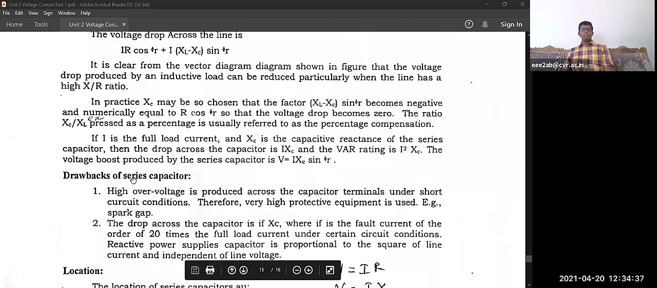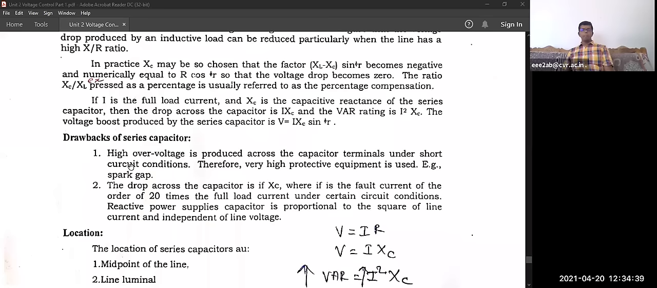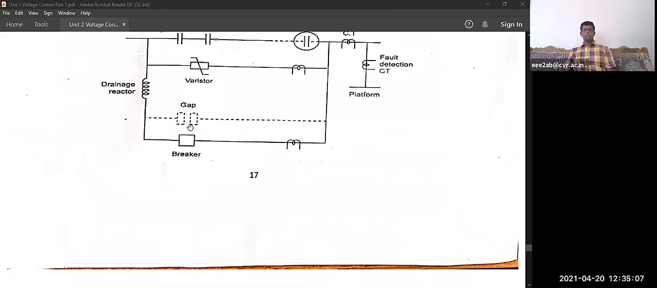So what are the drawbacks of the series capacitor? High overvoltage is produced across the capacitor terminals under the short circuit condition. Sometimes short circuit conditions happen due to a fault. At that time, high voltage is produced across the capacitor terminals. Therefore, very high protective equipment is used, that is spark gaps. Spark gap is being used here.